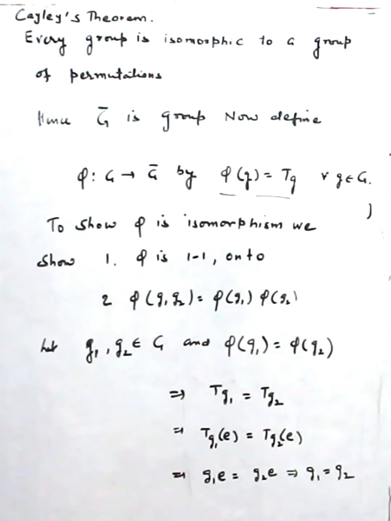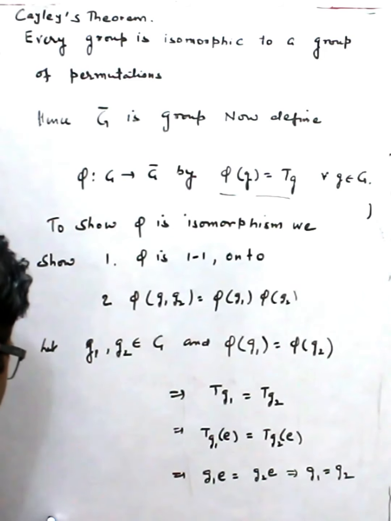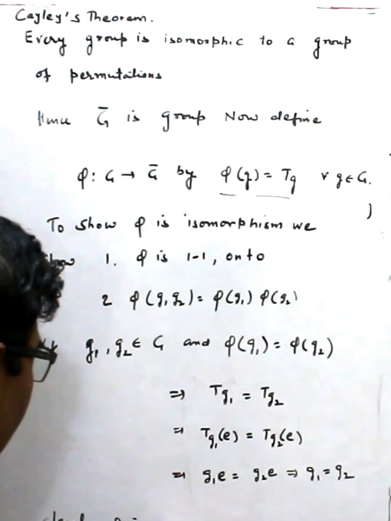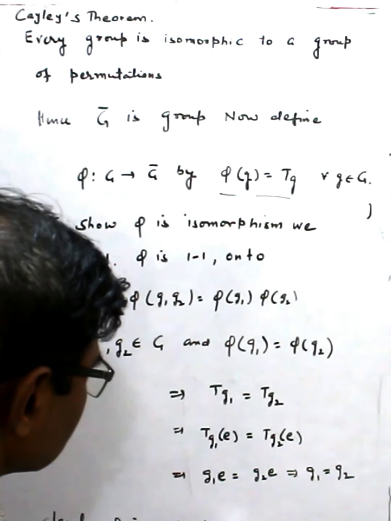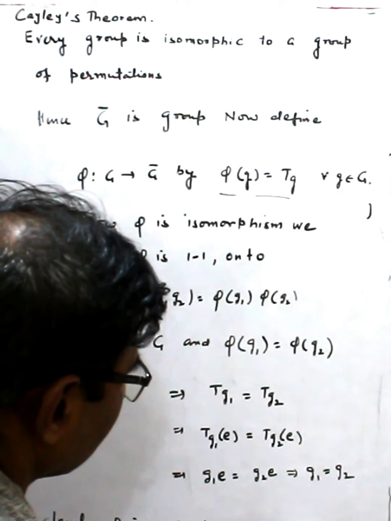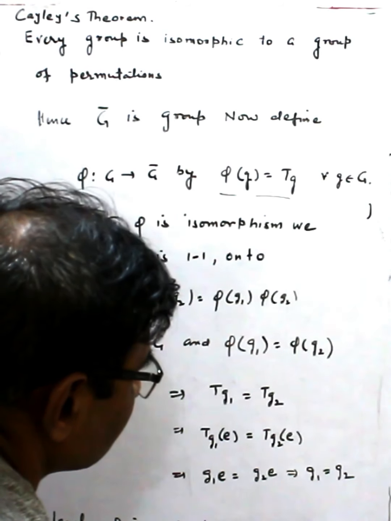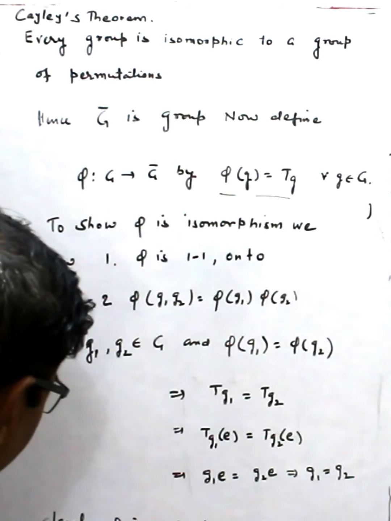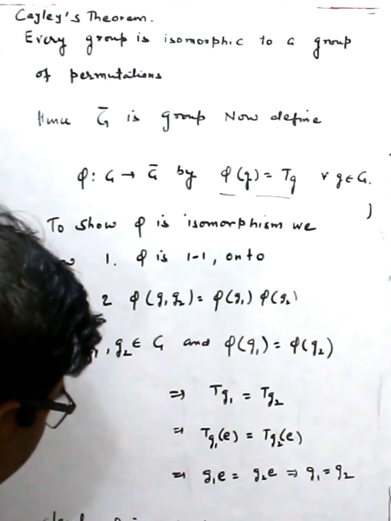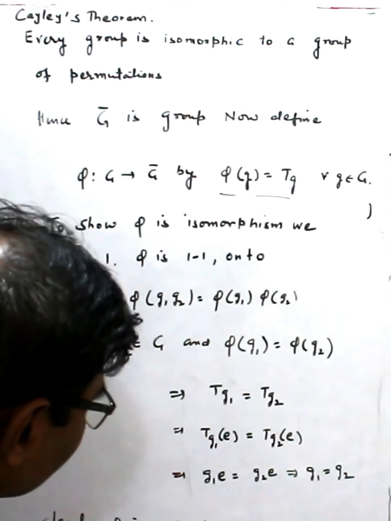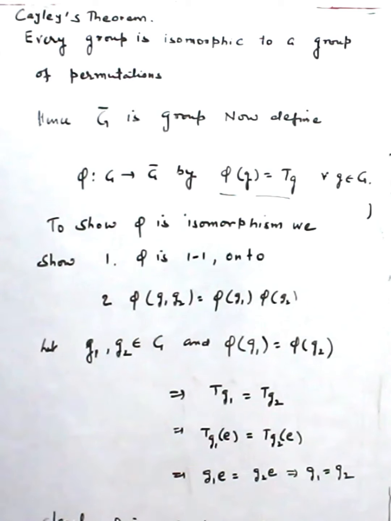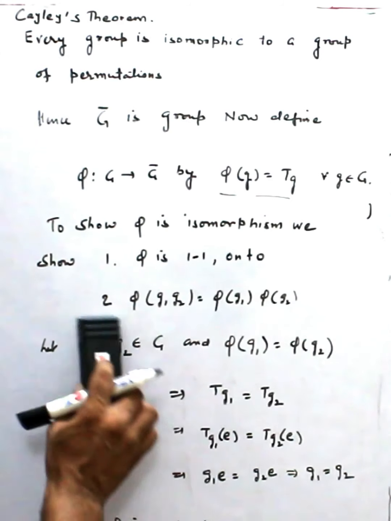Now we show onto. Clearly phi is onto, because for every Tg belonging to G bar, there exists g in G such that phi g is equal to Tg. Now this second condition we prove.